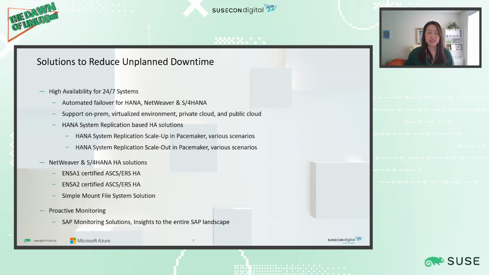So there are various solutions to reduce unplanned downtime. The first one is high availability for 24 by 7 systems. SUSE's HA solution is based on automated failover for HANA, NetWeaver, and S/4HANA. It supports on-prem, virtualized environments, private cloud, and also public cloud. For HANA systems, it's based on HANA system replication, and we support a pacemaker-based automated failover solution for HANA system replication running in scale up and also in scale out.